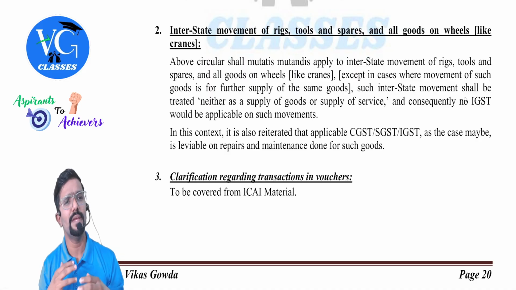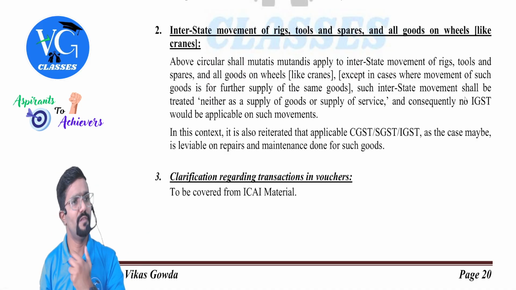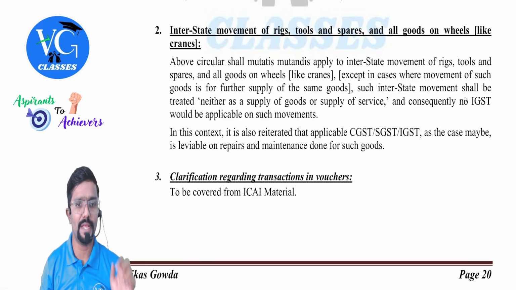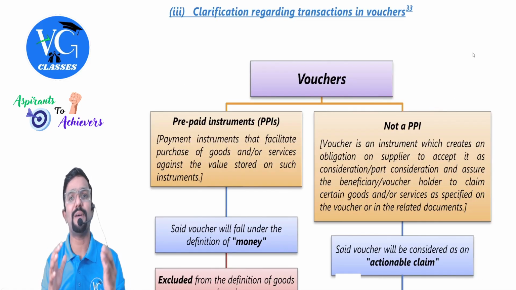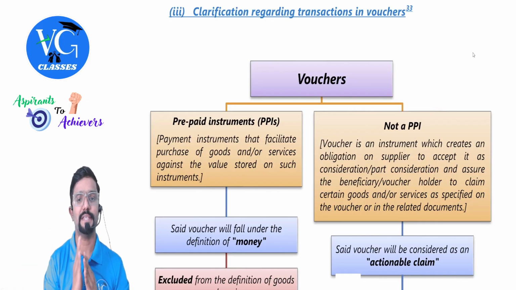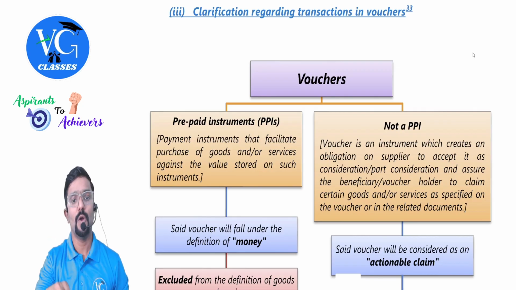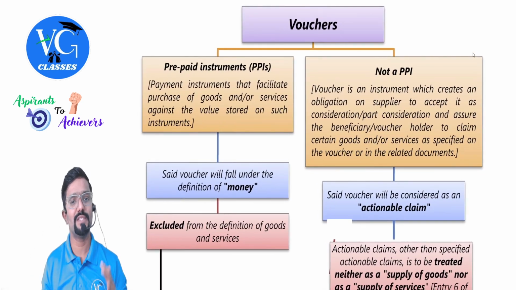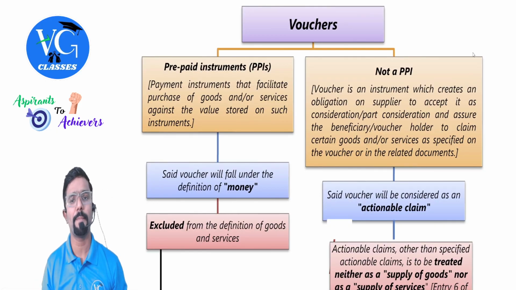Sir, how do we consider this? Is it a supply? If yes, is it a supply of goods or is it a supply of services? We need to learn. For this, we will refer to ICAI material, guys. Yes, I'm doing this part from the material, guys. Clarification regarding transactions in vouchers. We will see there are different types of vouchers, guys. For each of these, they have told whether it is a supply or not. Very easy. You guys also would have encountered all this in one way or the other.